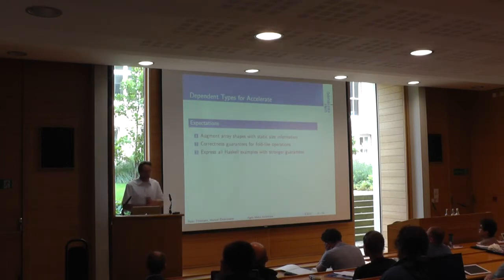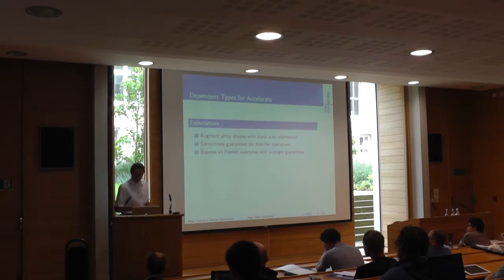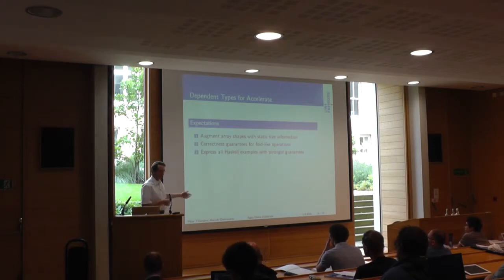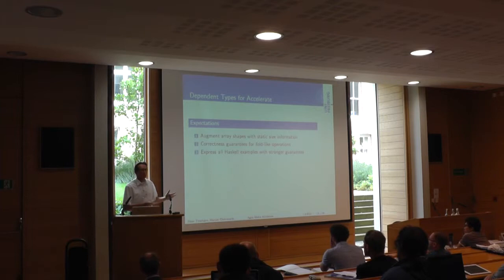The second thing that we wanted is, for example, for float-like operations, you would like to have more information about the operations that you pass than just the dimension information, and I'll talk about that in a minute. And then, of course, we don't want to lose any of the Haskell examples. There's already some code base that is being developed with the existing Accelerate, and of course, if you construct a stronger front end, you don't want to lose any of these examples, right? So you don't want to lose expressivity.